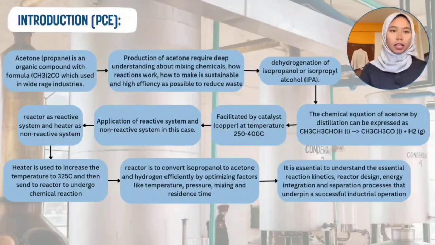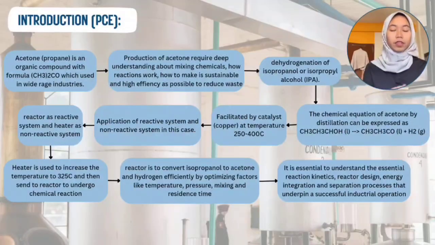And as you know, the chemical equation for production of acetone is the process of dehydrogenation of isopropanol, and then we'll produce acetone and also hydrogen as our co-product. In this case study, we choose reactor as our reactive system and heater as our non-reactive system. The function of heater and the function of reactor is different.